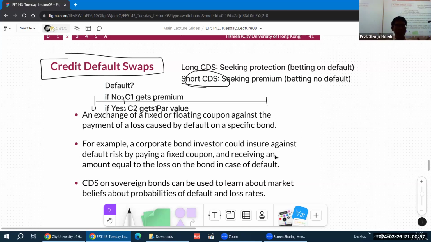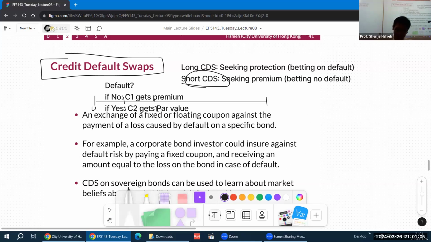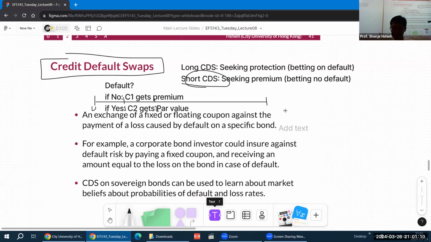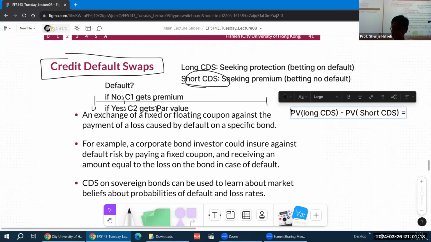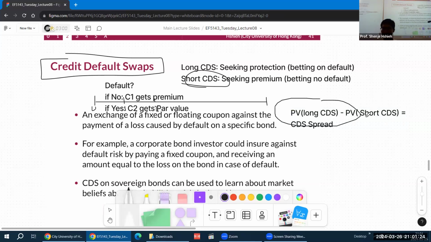So you must have learned from your derivatives class, right? That the basic formula to price CDS is the following. It is the present value of the long CDS position minus the present value of the short CDS position, right? And that's usually called the CDS spread. Of course, this equation can be very complicated, right?